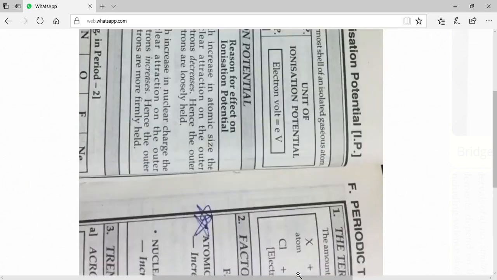The energy required to remove a loosely bound electron from the outermost shell of an isolated gaseous atom is known as ionization potential or ionization energy. Clearly, you can see here that when an element releases one electron, it forms an M plus ion. So it is your first ionization potential. And when M plus loses one electron, it forms M double plus, or M 2 plus. It is your second ionization potential. Clear?